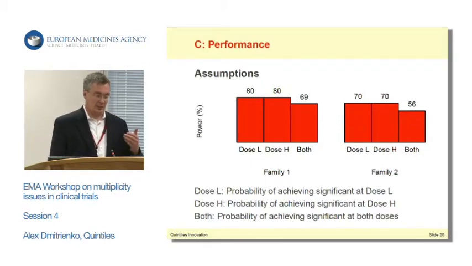Let's assume that each dose is powered at 80%. Each dose placebo test is powered at 80% for the primary endpoint. This is the left-hand side of this diagram. On the right-hand side, we see family 2. That's our secondary endpoint, and we see here a slightly less power, 70%.